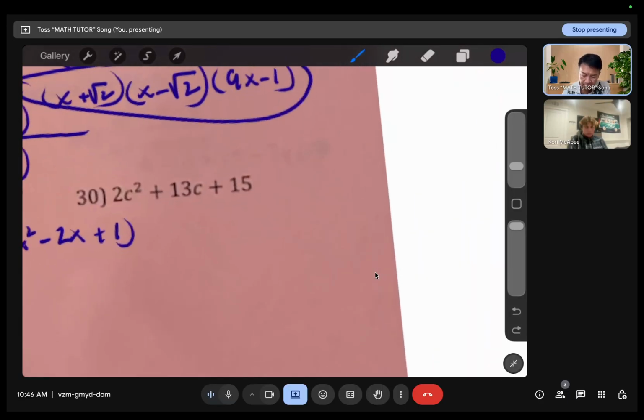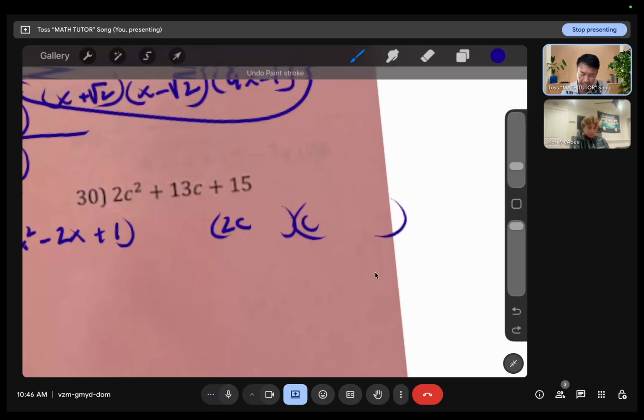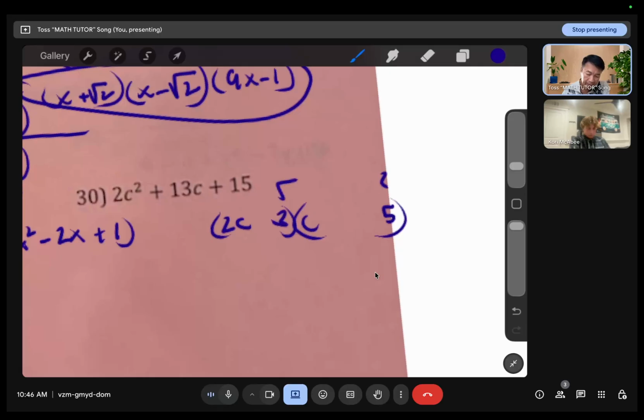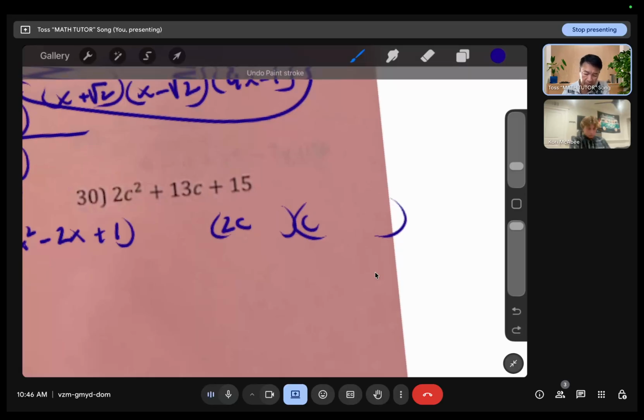Okay, anyway, factor this one, a trinomial. I recommend you go ahead and do a trial and error. 2c and c will give you the first. Just do the first and the last. For the last, I'll do the numbers close to each other, like 5 and 3, or 3 and 5. You can do 5 and 3 here, but I'll do it this way first. Now you might let me do it wrong first. I'll do it 5 and then I'll do 3.